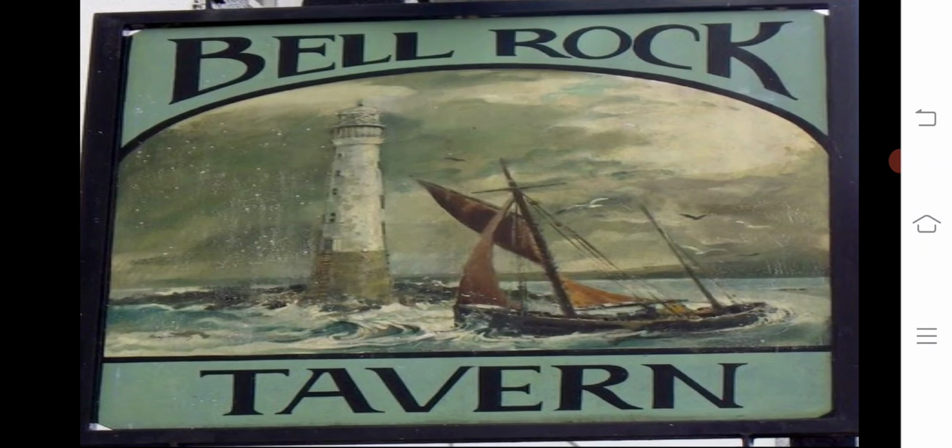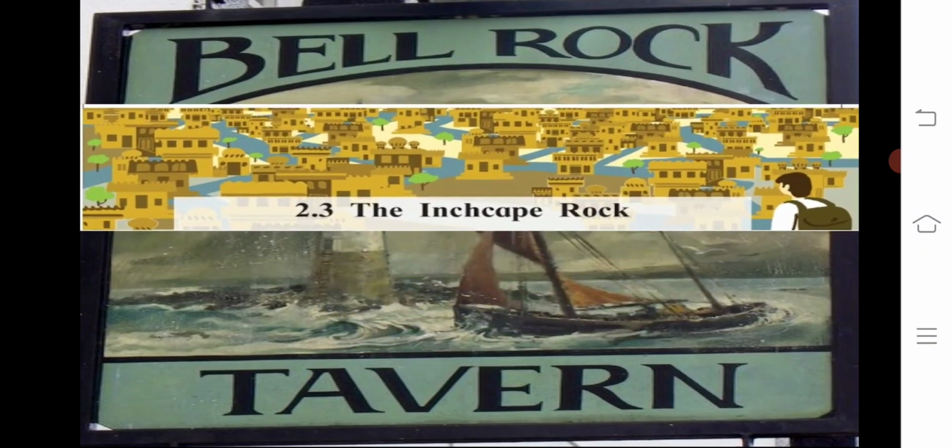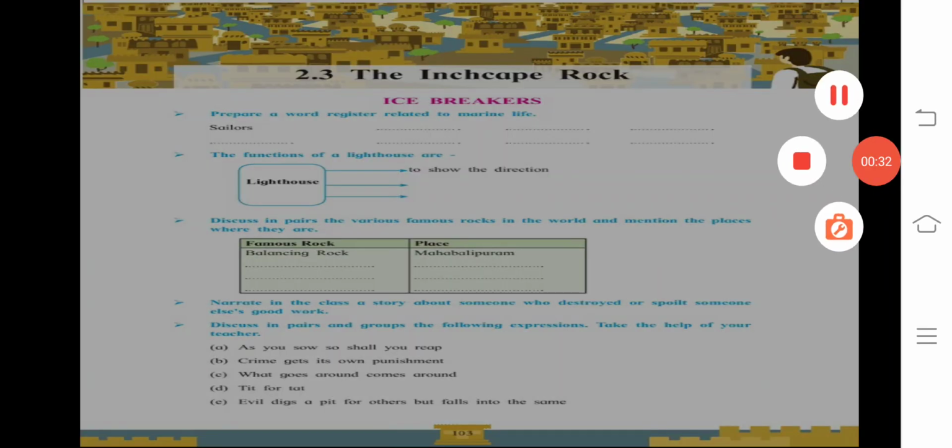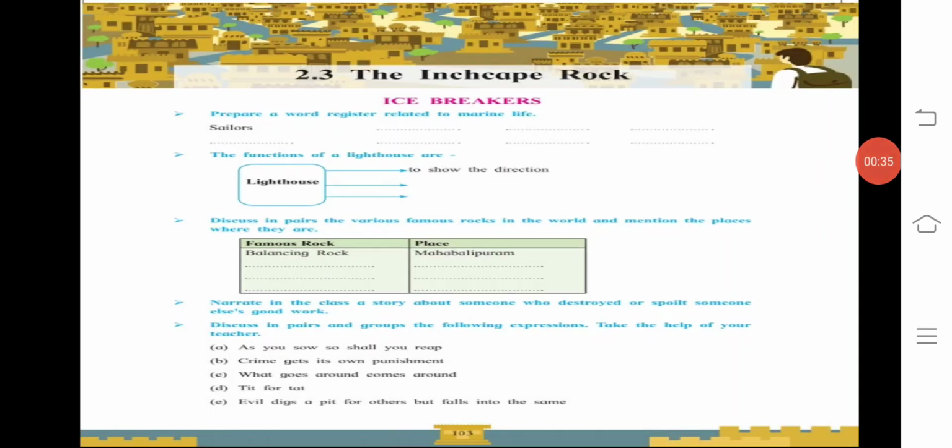Students, as the picture indicates, you rightly guess that today we will see the poem 2.3, The Inchcape Rock. First of all, we will see the title of this poem 2.3, The Inchcape Rock.